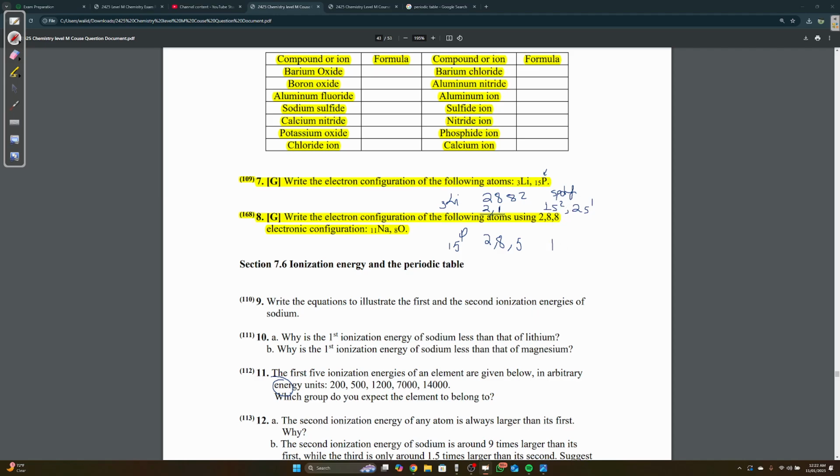Using SPDF, start with 1s2. We're done with the first shell. The second shell is 8, so 2s2, 2p6. We have 5 left in the third shell, so open the third shell. 3s2. If there's 3 left, all of those 3 go to who? They go to p. So 3p3. That's it.